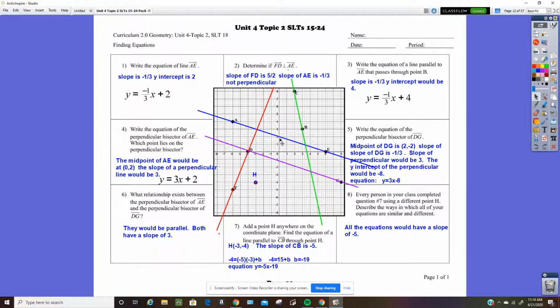And the y-intercept here is 2. So the slope is negative 1/3 and the y-intercept is 2. So if I write the equation, it's y equals negative 1/3 x plus 2.